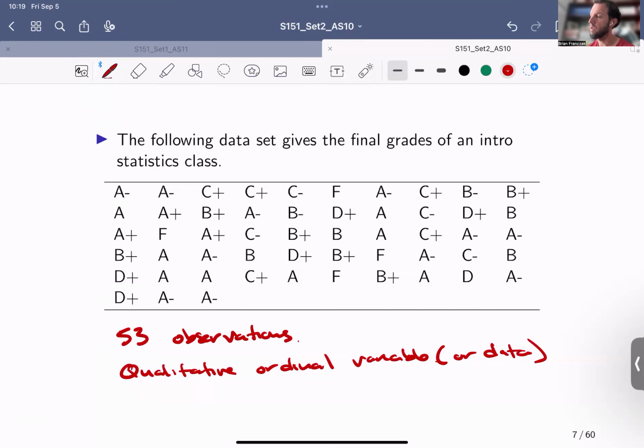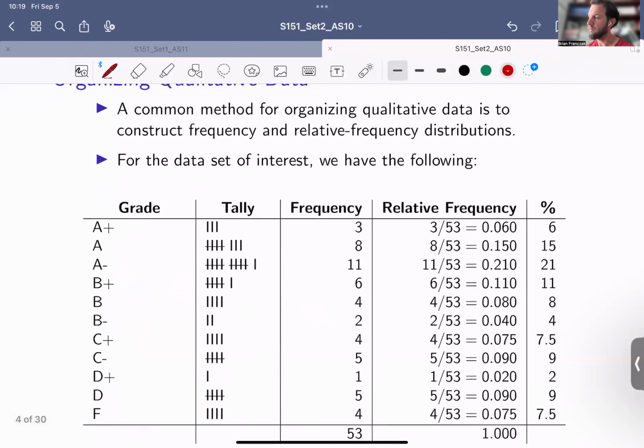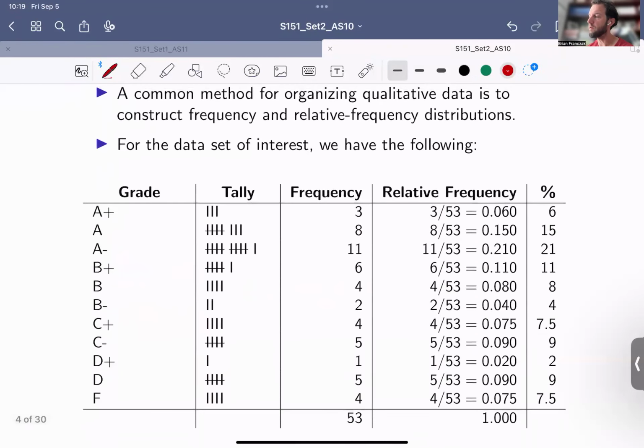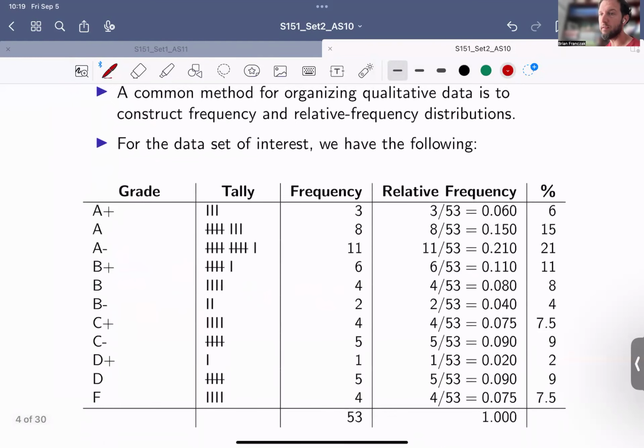With qualitative data, the first thing that we would typically do is organize the information by counting how many of each occurrence we have. So this is done through what is called a frequency or relative frequency distribution. And in general, these distributions are actually quite easy to construct.